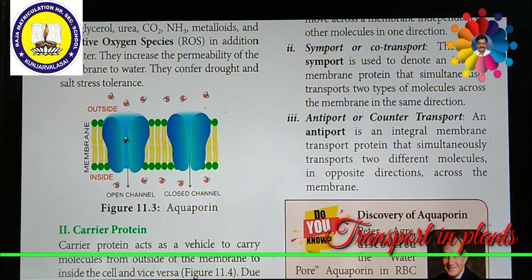Usually porin is a large transport protein found in the outer membrane of plastids and mitochondria, and even bacteria as well. These facilitate smaller molecules to pass through them.